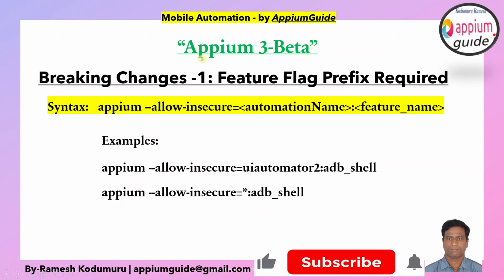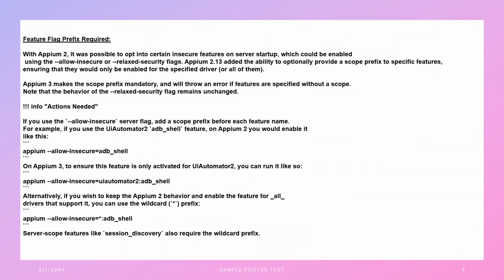As a part of our Appium 3 beta series, in this video we are going to discuss the breaking changes. One of the changes we will discuss here is the feature flag prefix required, which is going to be implemented in the Appium 3 version. So let's see what exactly it is.